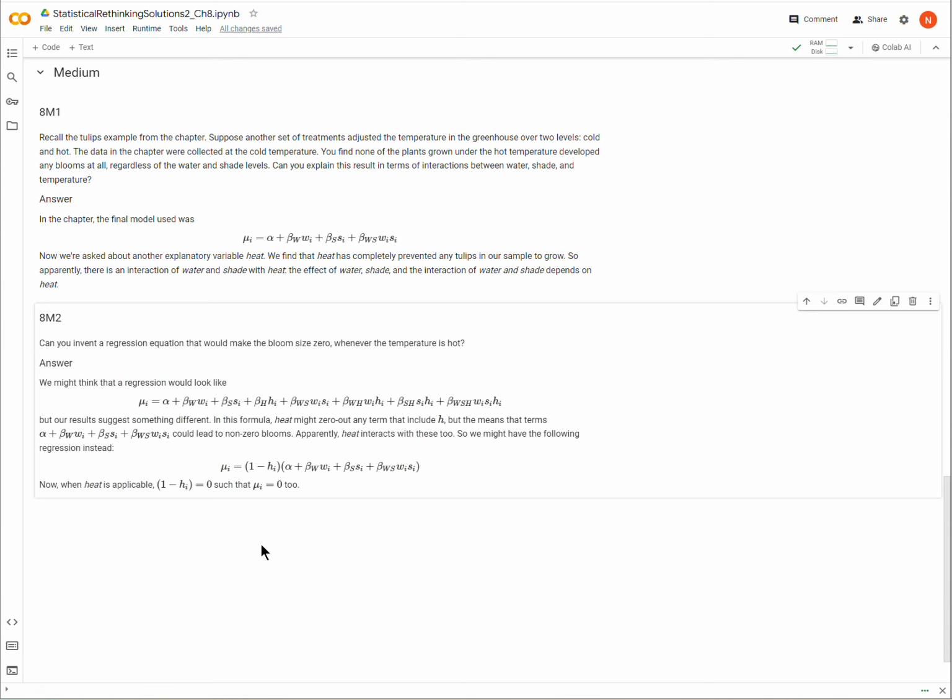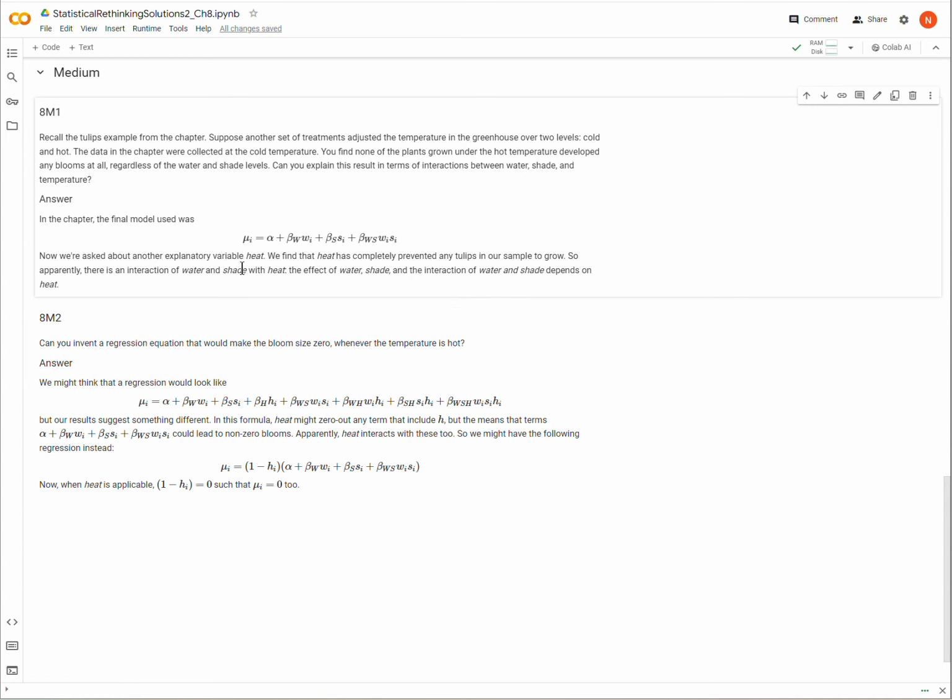Okay, so for number 2, we want to invent a regression equation that will guarantee to make bloom size 0 whenever temperature is hot. Okay, so this really tests, I guess, your understanding of just a basic linear equation. I don't know that you would ever try to make this type of regression in practice, because you are making a very big assumption, which is that heat always causes no blooms to occur, or for their size to always be 0. And I don't know if that's an assumption that you would want to make in this particular experiment, but nevertheless.